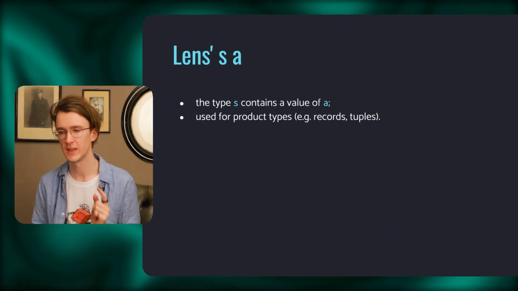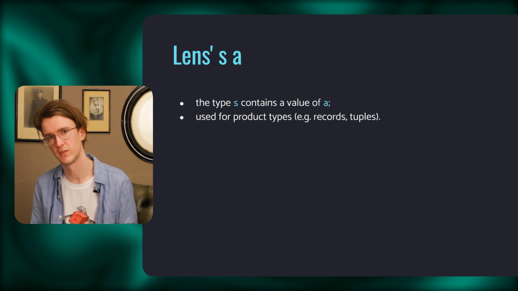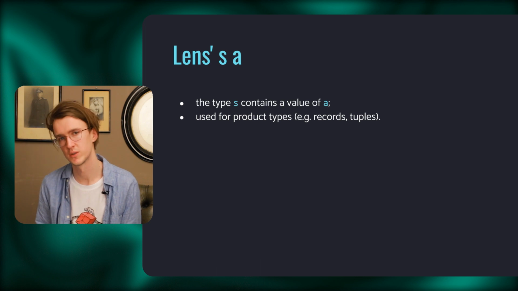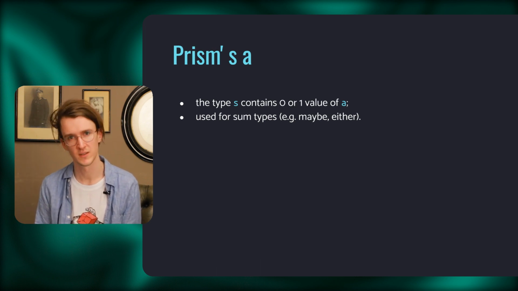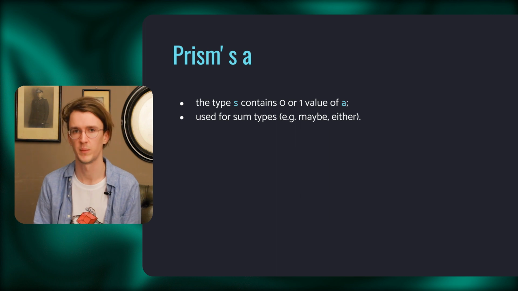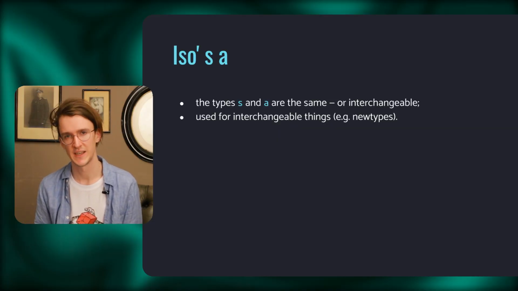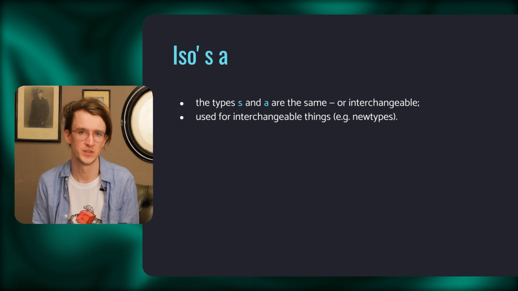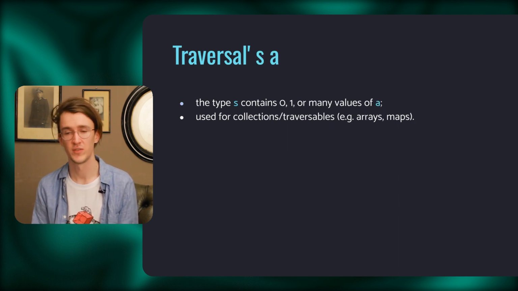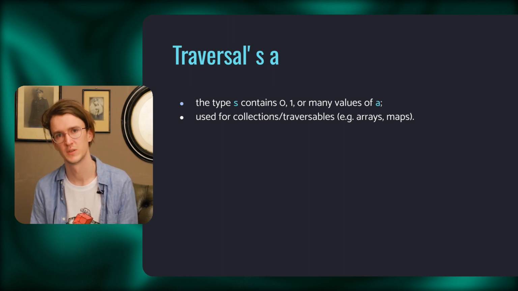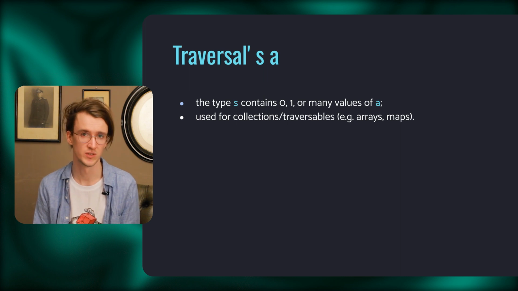Let's do a quick recap. Lens. The type S contains a value of type A, used for product types, such as records or tuples. Prism, the type S contains 0 or 1 value of type A and used for sum types, for example Maybe or Either. Iso, the types S and A are the same or interchangeable and used for interchangeable things, like newtypes. And Traversal, the type S contains 0, 1 or multiple values of type A, which is used for collections and traversable things, such as lists or arrays or maps.